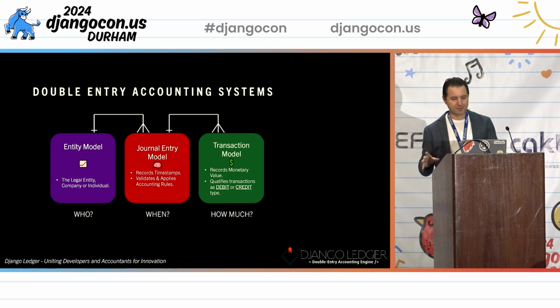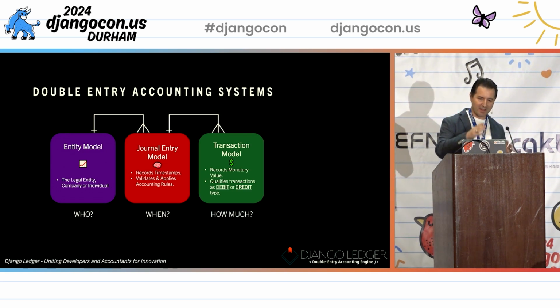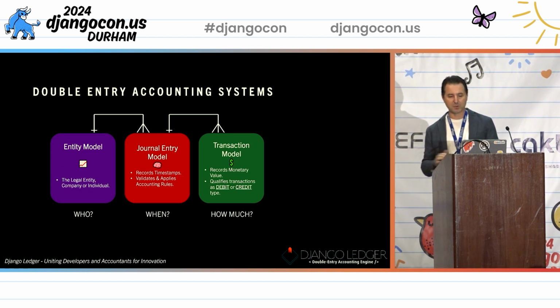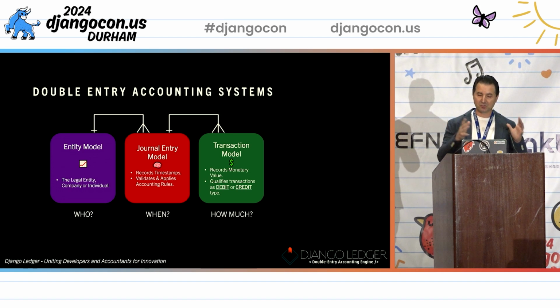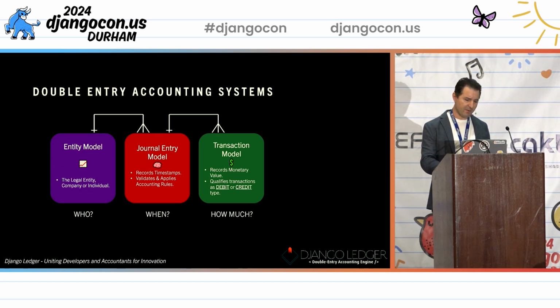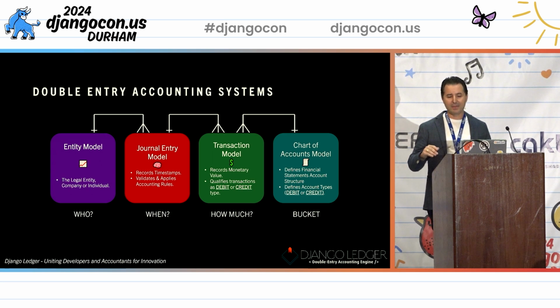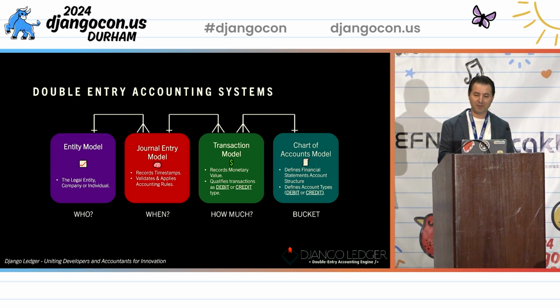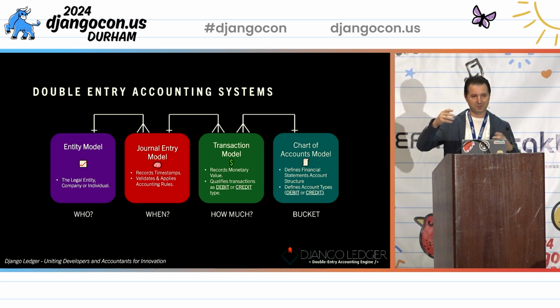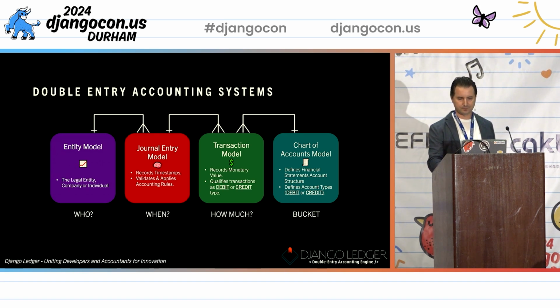Now, the next step is the transaction model. You can see how one entity model can have multiple journal entry models and one journal entry can have multiple transaction models. But basically, the transaction model is how much. How much means that you allocate money to a specific account, and you do a debit or a credit to a specific account. And then the chart of accounts model. The chart of accounts model is the bucket of money. Is your expense account, is your bank account, and so forth.